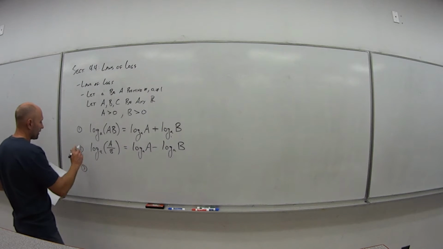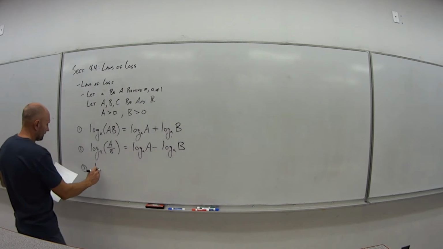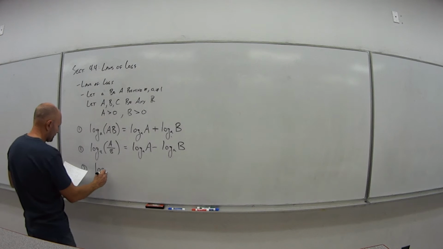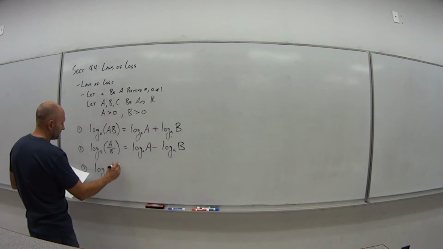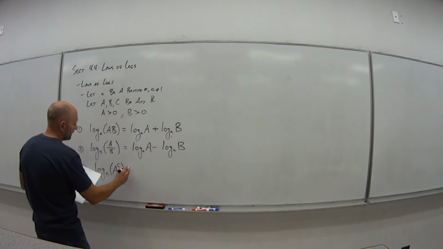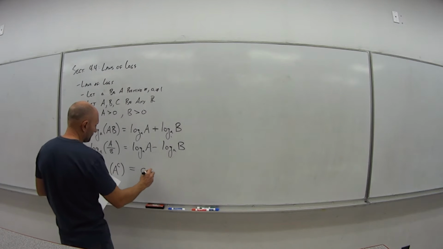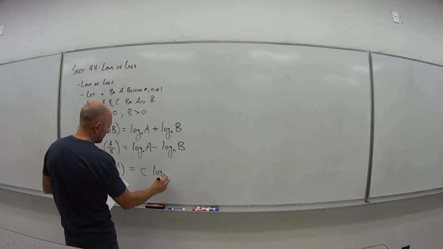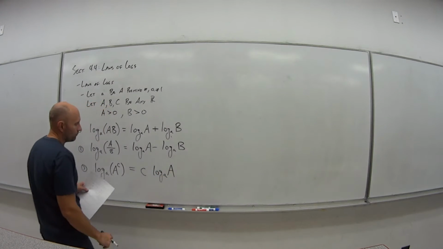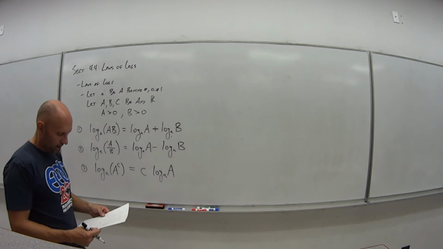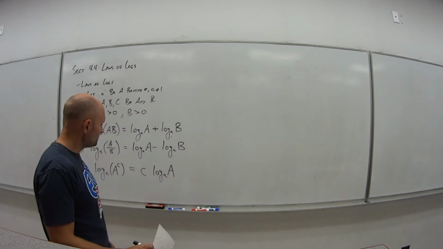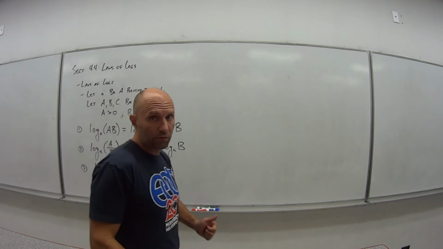And then lastly, our third law is that if I have log base a of A to the C power, this is the same as if I bring C out to the front and then leave everything else the same: C times log base a of A. So these are our three laws.